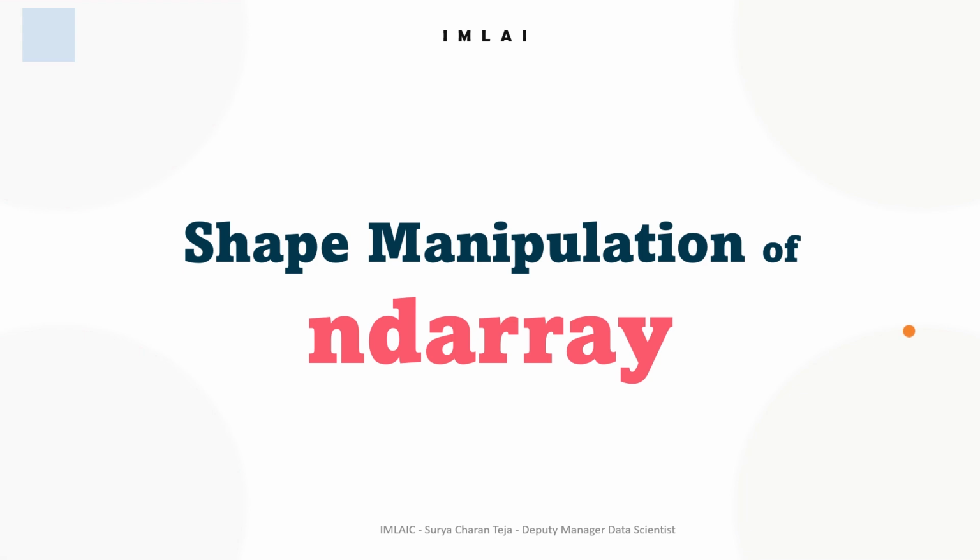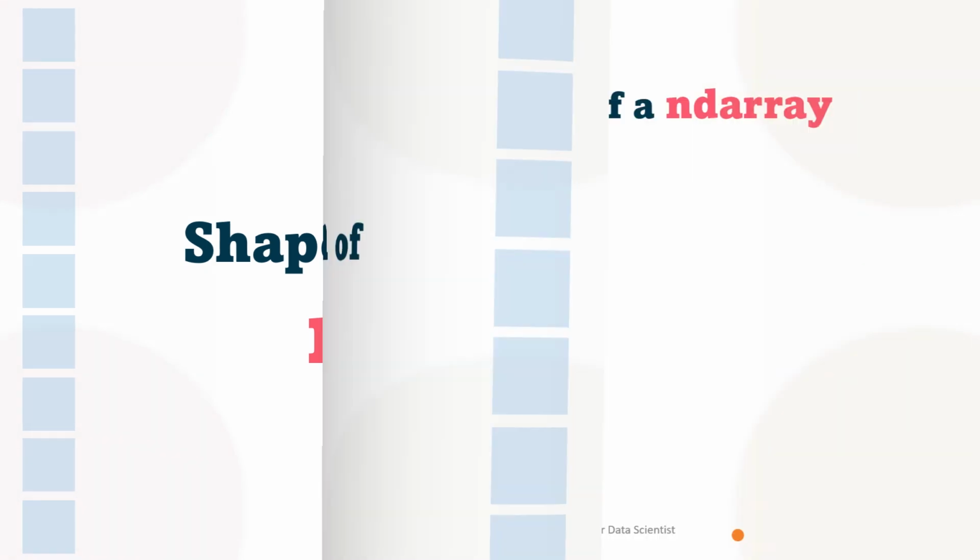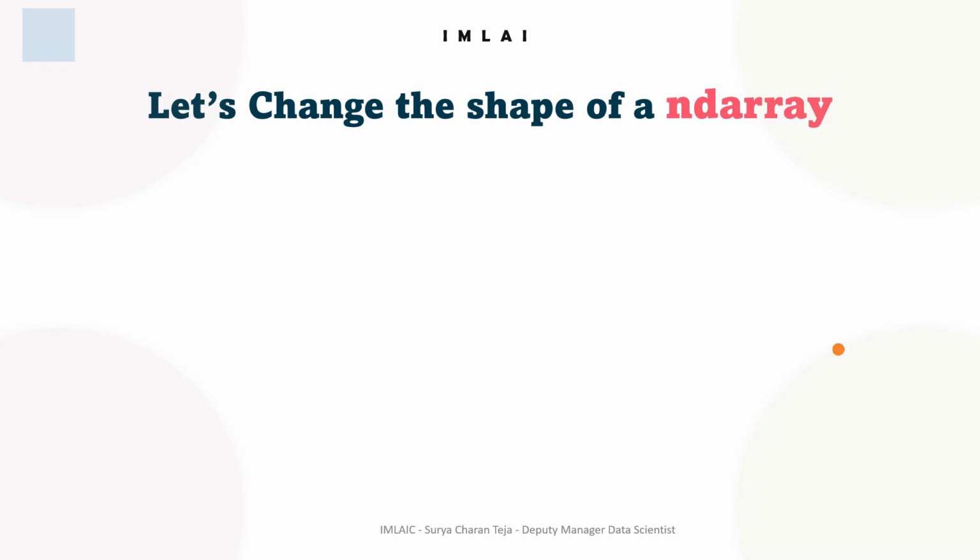Now let's look into the shape manipulation of ndarray. We'll use different methods to do the shape manipulation of arrays. We will begin with changing the shape of an array, and then we will look into a few more methods inside this. So let's change the shape of ndarray.